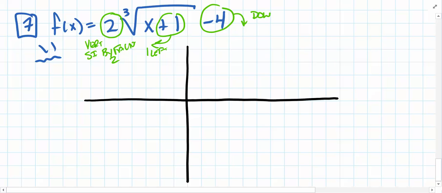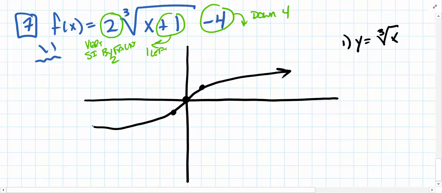All right, good. So what do we start with? We start with the parent function, which is the cube root of x. So I have 0, 0 as an anchor point. I've got 1, 1. I've got negative 1, negative 1. And I would have a sketch that looks like this. That's what I expect as the sketch. You only need 3 anchor points for this one, but you have to know the general shape of the cube root function.